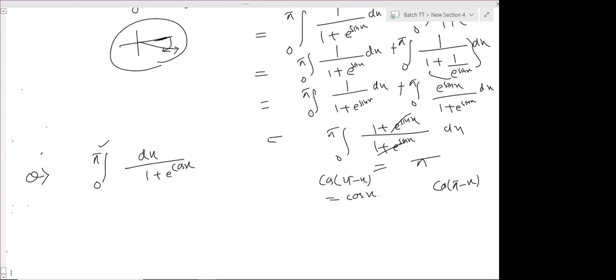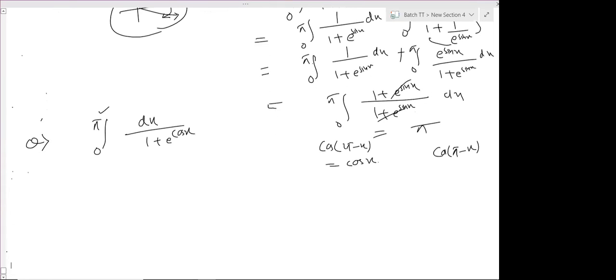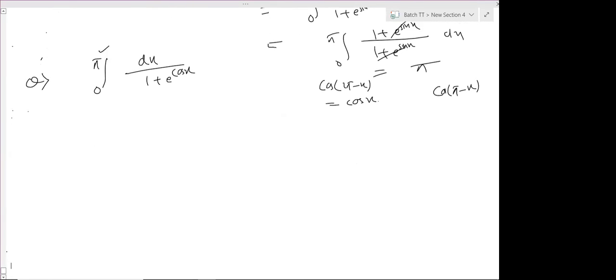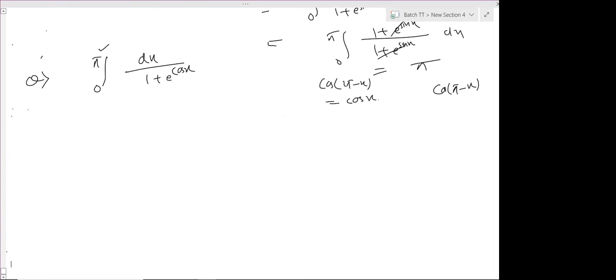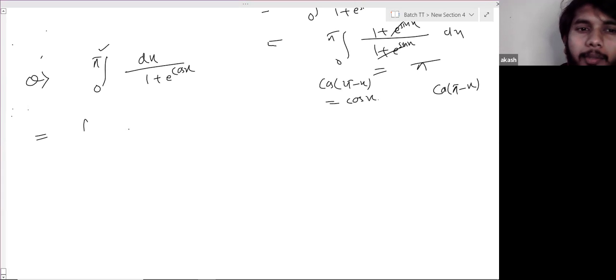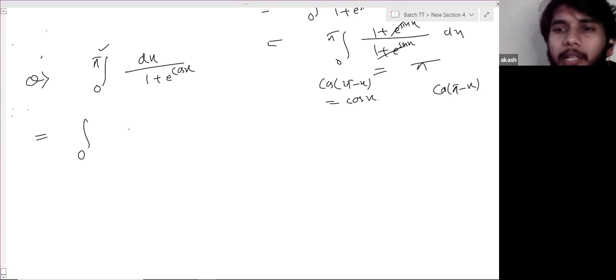Anyone has solved this? Sir, is the answer pi? Right, let's see. This will be integral 0 to pi by 2, right, divided by 2.